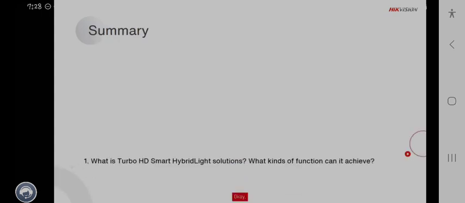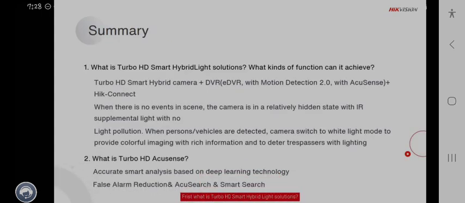Okay, let's check several questions. First, what is the Turbo HD Smart Hybrid Light Solution? What kinds of functions can it achieve? Turbo HD Smart Hybrid Camera plus DVR or eDVR, with Motion Detection 2.0 or AccuSense, plus Hikvision: when there are no events in the scene, the camera is in a relatively hidden state with IR supplemental light and no light pollution. When persons or vehicles are detected, the camera switches to white light mode to provide colorful imaging with rich information and to deter trespassers with lighting. Second, what is Turbo HD AccuSense?